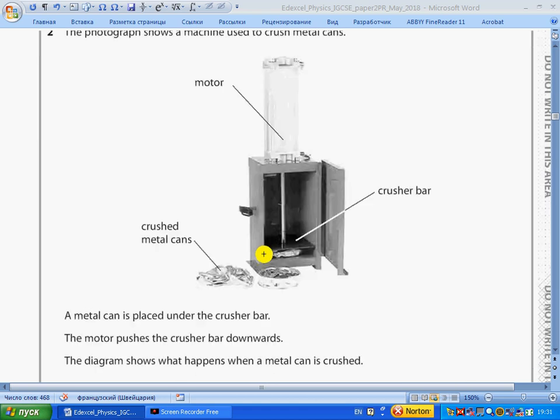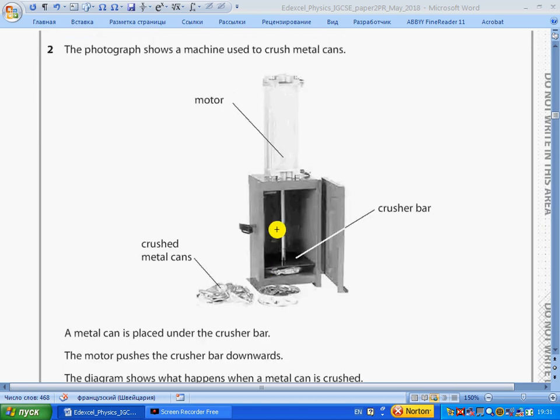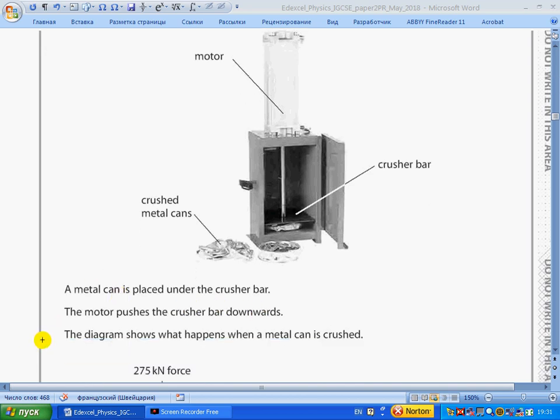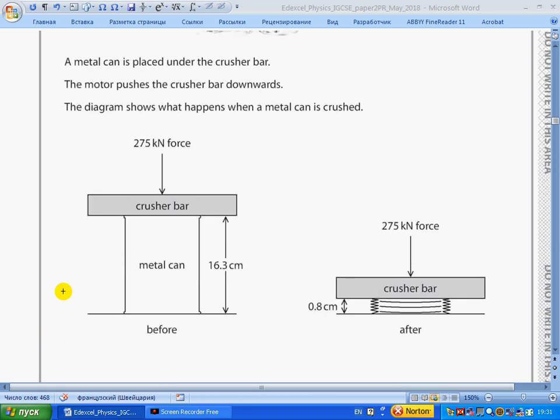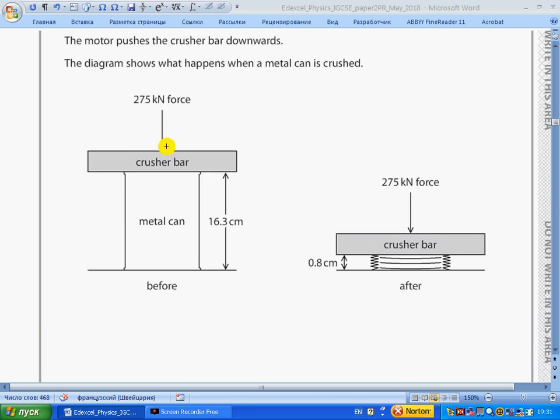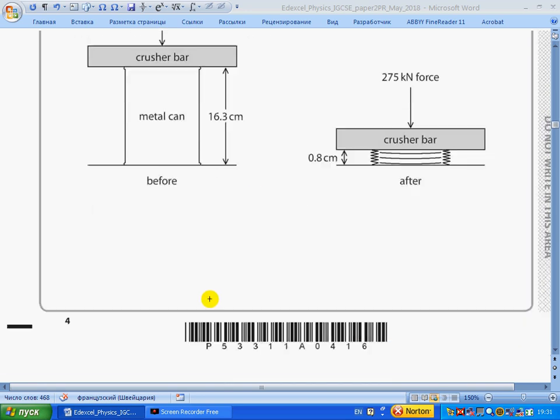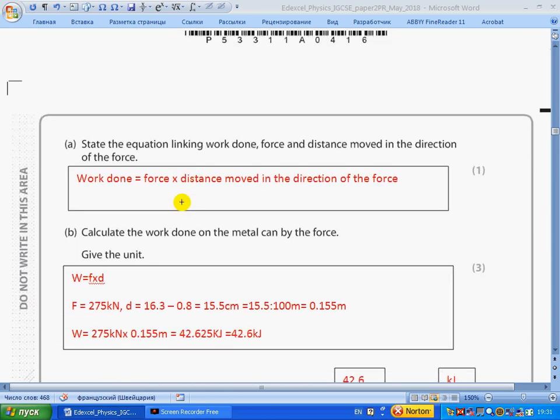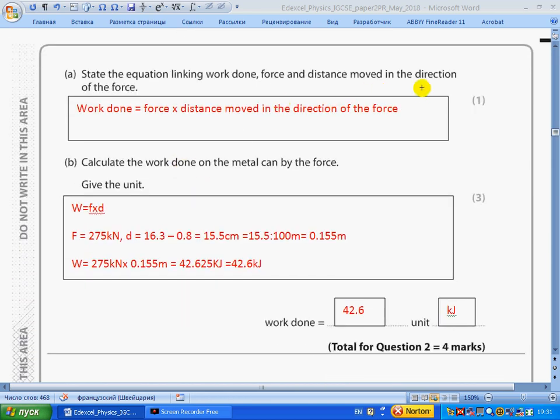The photograph shows a machine used to crush metal. A metal can is placed under the crusher bar. The motor pushes the crusher bar downward. The diagram shows what happens when the metal can is crushed. So we have force, and the force has moved a distance of 16.3 minus 0.8. State the equation linking work done, force, and distance moved in the direction of the force. So work done equals force times distance moved in the direction of the force. Calculate the work done on the metal can by the force.